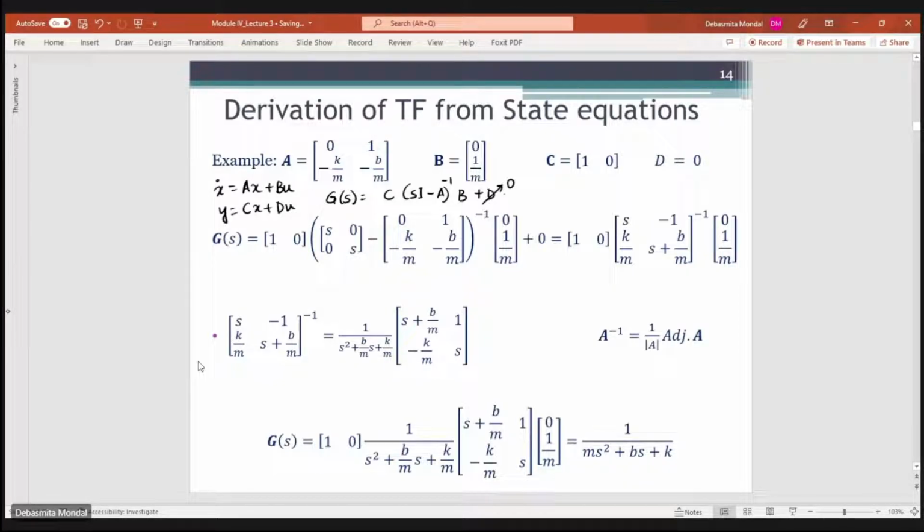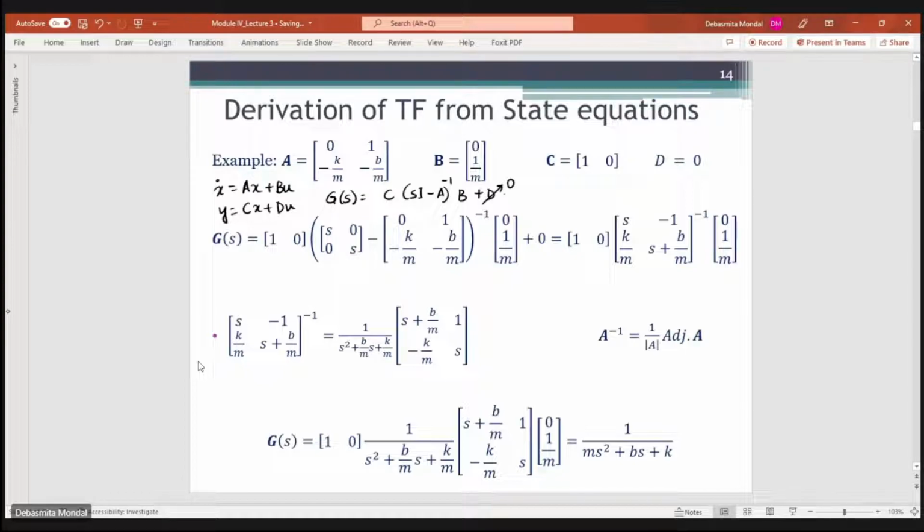A is already given, so you write A over here. Then you have to take an inverse, and then you have B. B is [0; 1/M]. From here you just take this subtraction, and you will end up with something like this. So you have C, this is your (sI minus A) inverse, and it is multiplied by B.